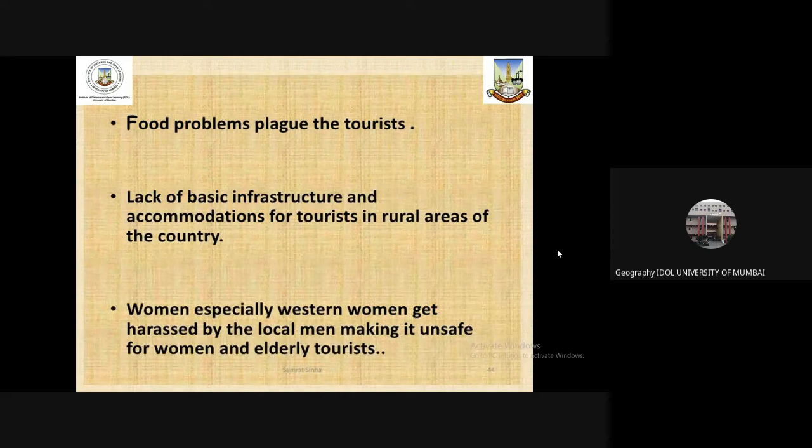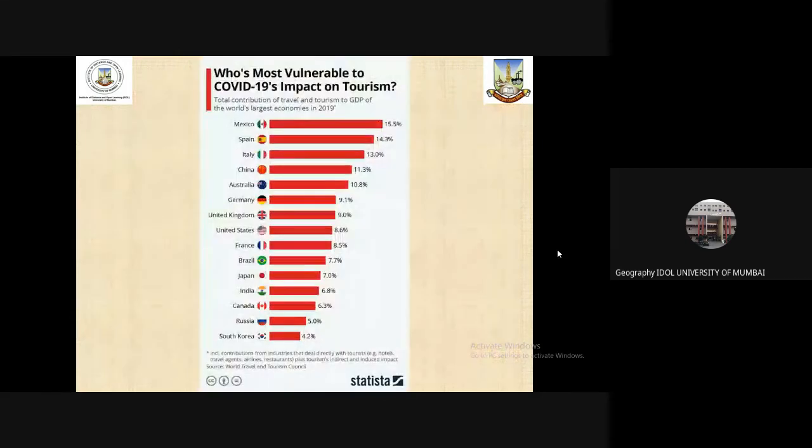There is also a problem of food, because foreign tourists require very specialized food, and the availability of such food becomes a major hindrance in the path of tourism development in India. Women, especially Western women, get harassed by local men, as I told you, that they do not feel safe in our country, and that's the major problem.